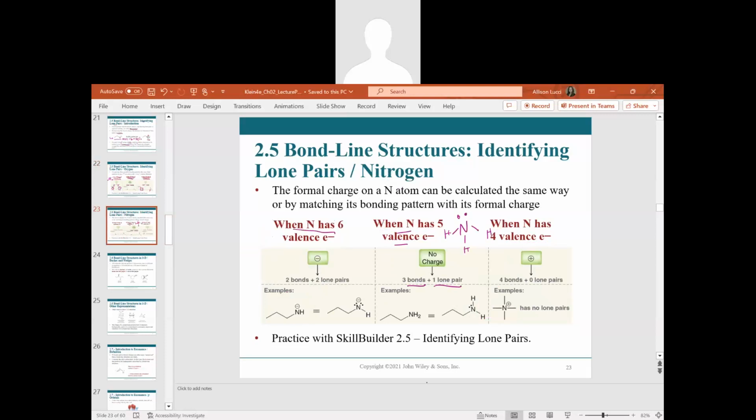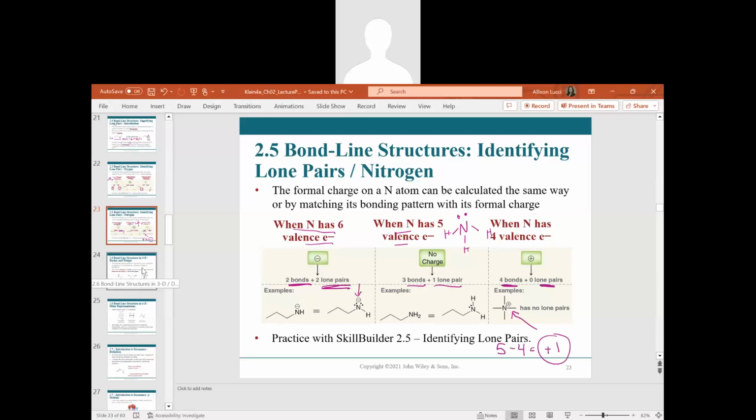When nitrogen has an extra electron, 6 valence electrons, we would then see only 2 bonds, but an extra lone pair, 2 lone pairs now. So we would have 5 minus 6, right, with our formal charge, so a -1 would result. On our formal charge calculation over here, from 4 bonds and no lone pairs would be 5 minus 4, so that's what gives us the +1 formal charge.